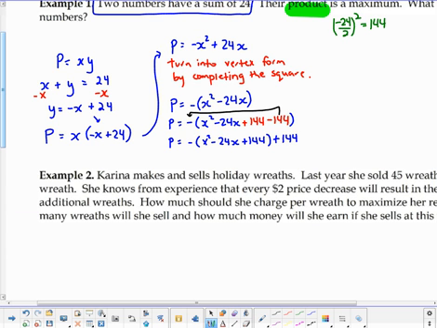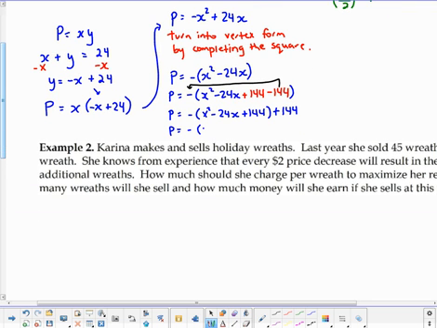And last, we write it in factored form. So factored form would be x minus what? 12, good. Squared plus 144. So our vertex is, what's our vertex? 12 and 144. Vertex, 12 and 144.